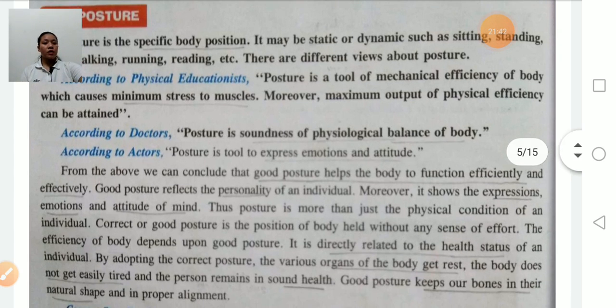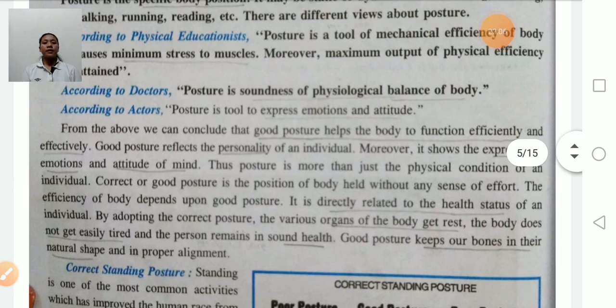And according to doctors, posture is a soundness of physiological balance of the body. And according to actors, posture is a tool to express emotion and attitude. From the above, we can conclude that good posture helps the body to function efficiently and effectively.